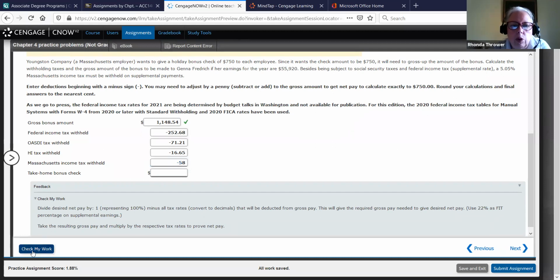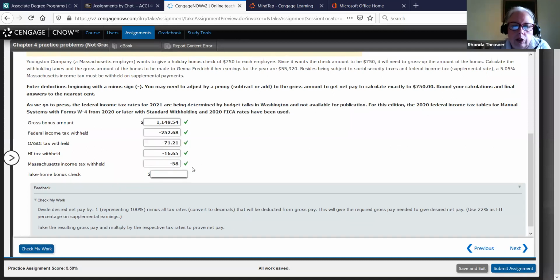So I'll check my work. All these calculations were correct. And so if you take this and you subtract all these from it, your take-home bonus amount of the check should be $750. And that's all you do to this one. So there is a formula to find the grossed up amount. You can find that in your textbook, or you can look at my spreadsheet, and hopefully that will help you.